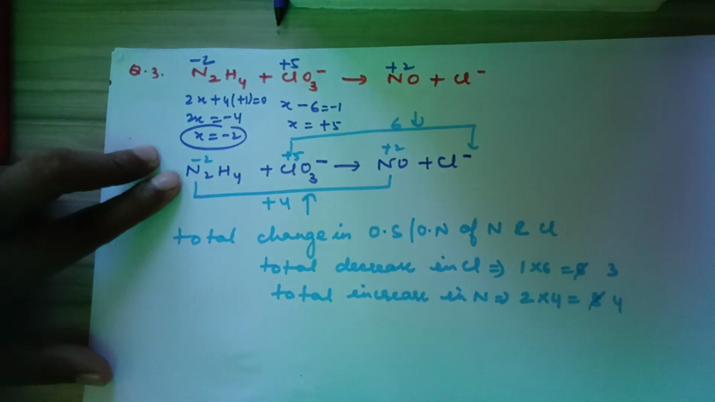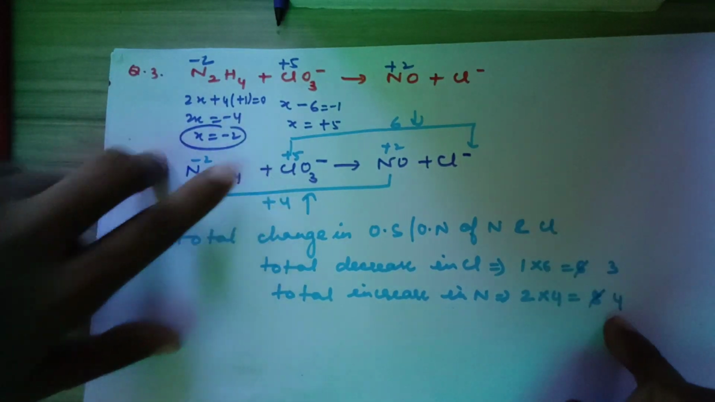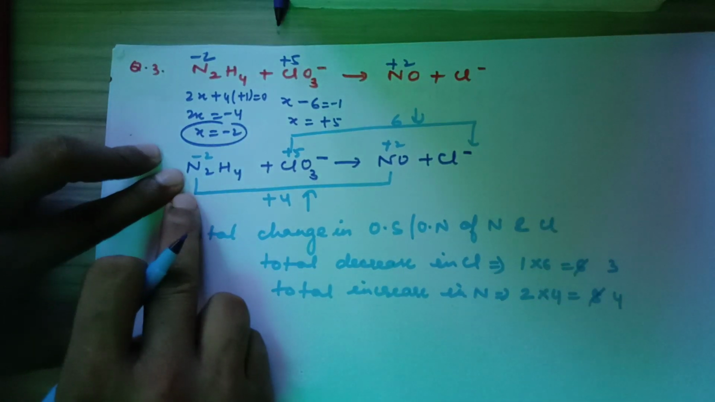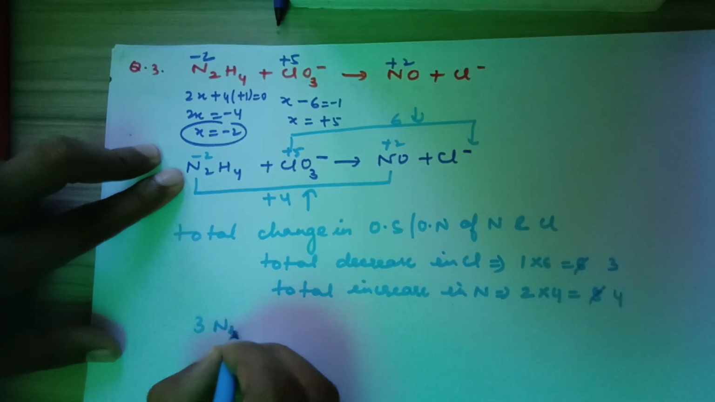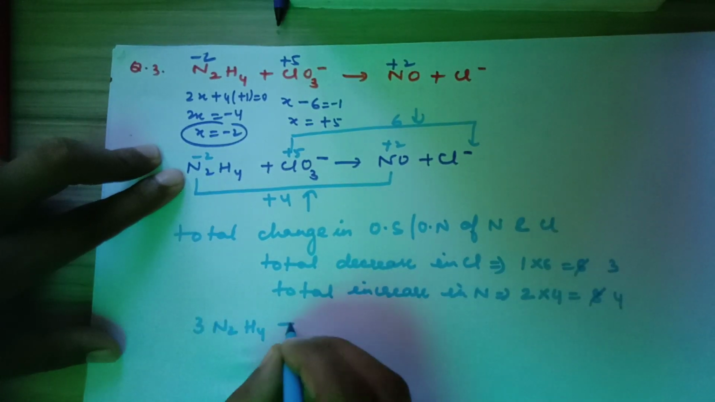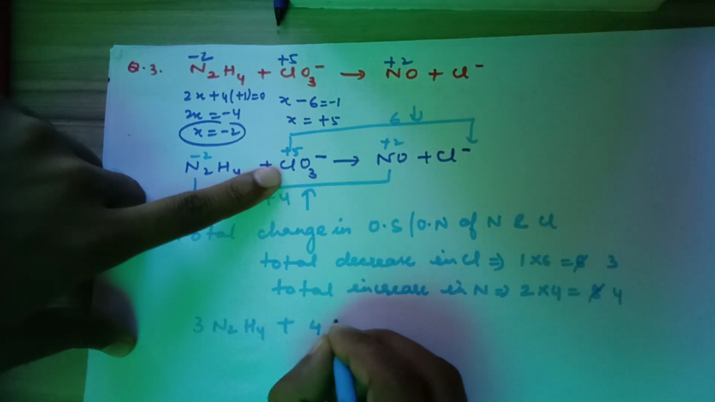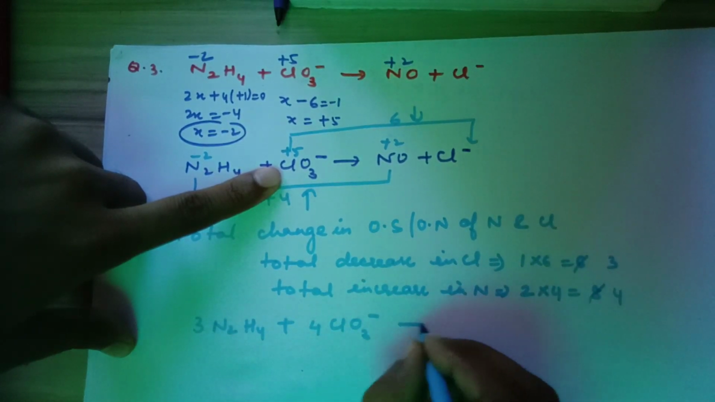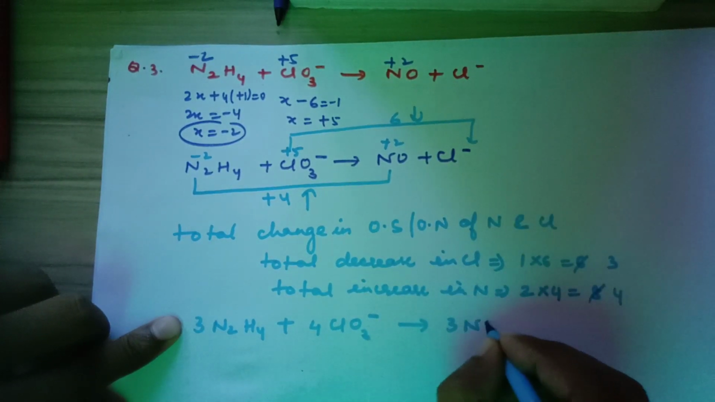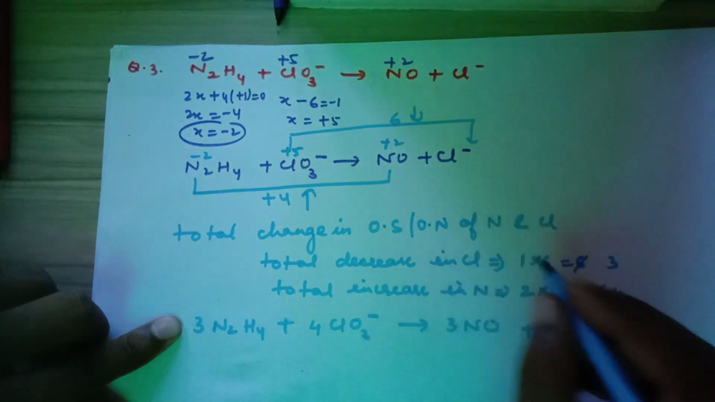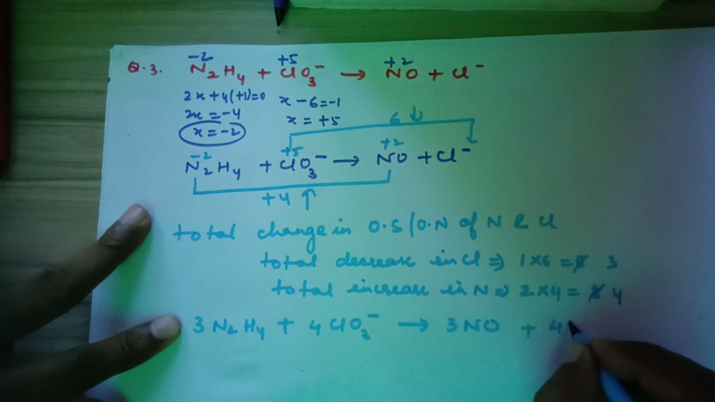So just multiply N2H4 by 3 and ClO3 minus by 4. So N2H4 will be multiplied by 3, so it will be 3 N2H4, and ClO3 minus will be multiplied by 4, so it will be 4 ClO3 minus. NO will be multiplied by 3, so it will be 3 NO, and Cl minus by 4, so it will be 4 Cl minus.